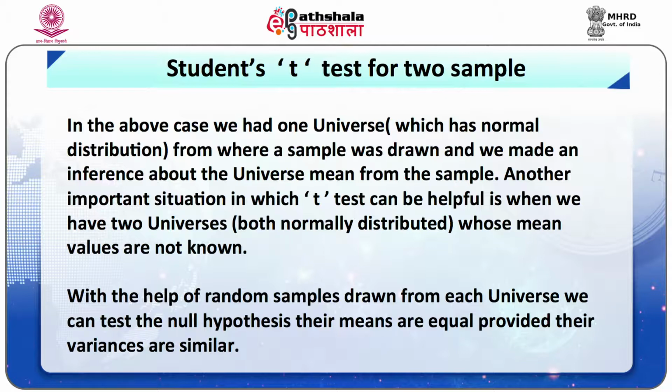Another important situation in which the t-test can be helpful is when we have two universes both normally distributed and having common variance. This common variance is very important to know: the two universes may differ in terms of their mean, but should not differ in terms of their variability. They should have a common variance, and their mean values are not known.